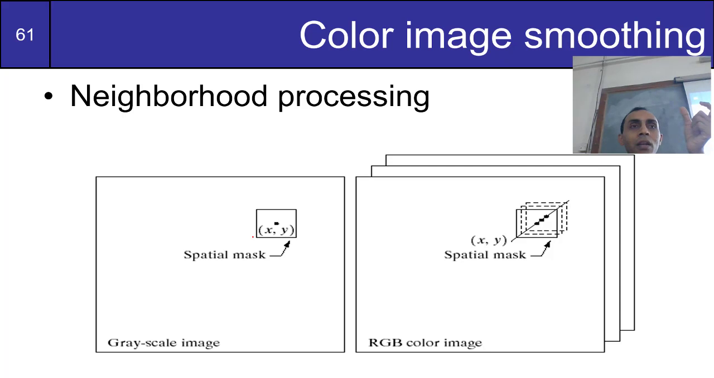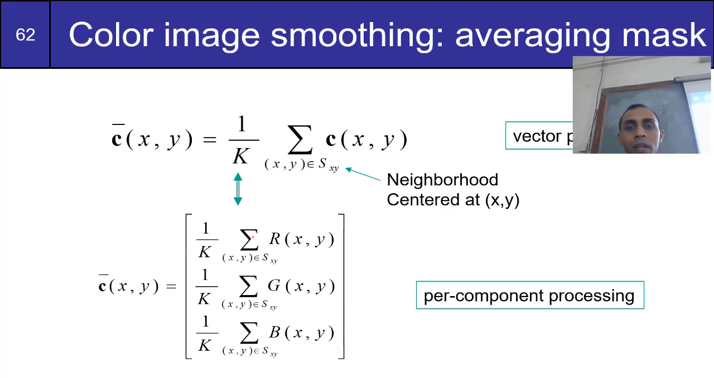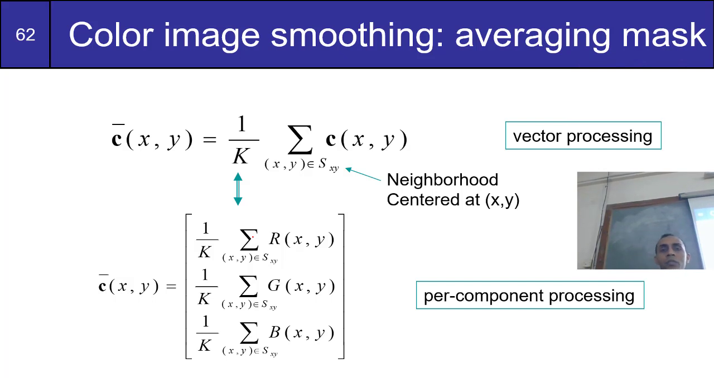Similarly, if you want to do a spatial filtering operation, like taking a special mask and doing either an averaging operation or sharpening, smoothing, whatever, then also we can. For example, if you are doing an averaging operation, that depends on the operation that you are doing. So if you are doing an averaging operation, take the color vector and take the neighborhood around that pixel. In that neighborhood, you are basically doing an averaging operation. So this equation is showing a vector processing.